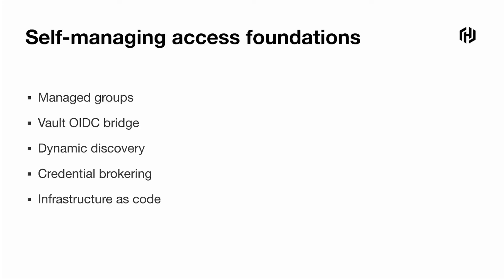We're going to talk about 5 components of this self-managing access: managed groups, HashiCorp Vault's OIDC identity bridge, dynamic host discovery, on-demand credential brokering with Vault, and infrastructure as code.